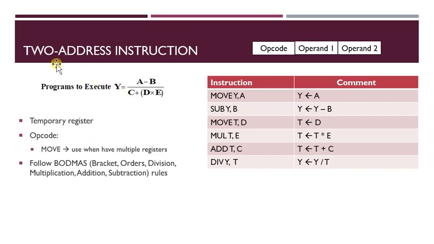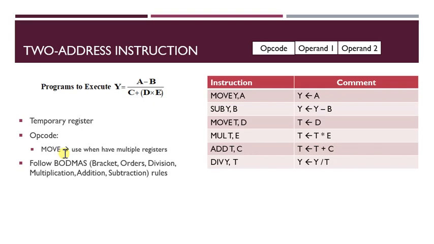The next one is the two address instruction. This is the instruction format for the two address instruction, whereby it has an opcode and two operands here, operand 1 and operand 2. And this is the program to be executed, the same one. Inside the two address instruction, you can have multiple temporary registers, compared to the one address instruction where you don't have many registers. And inside two address instruction, you need to use the opcode move.